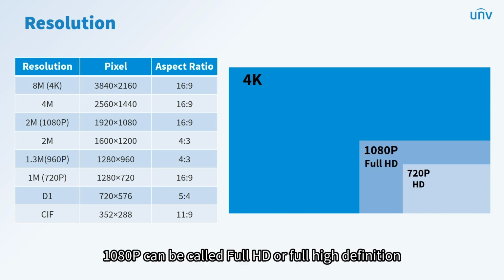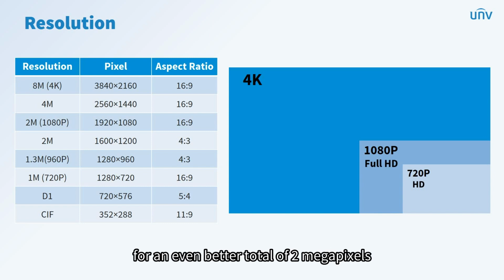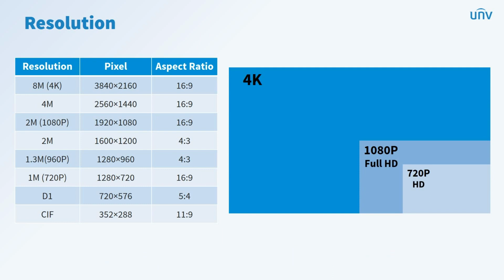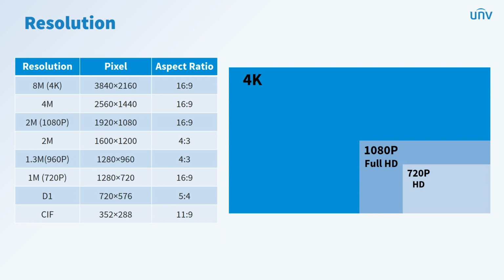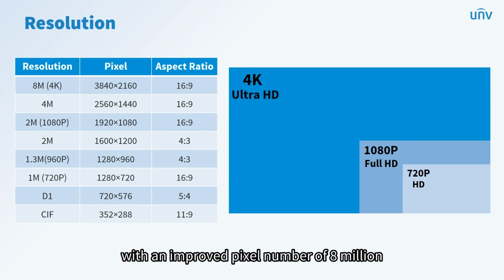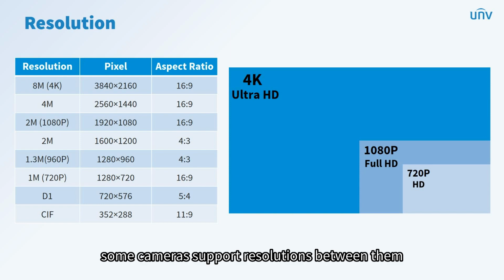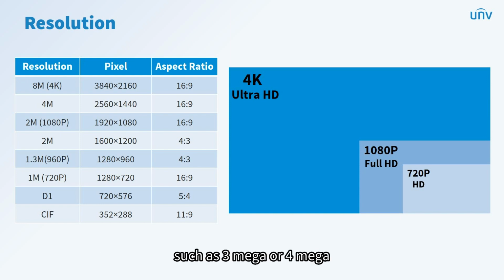1080p can be called full HD or full high definition, for an even better total of 2 megapixels, and it's still a 16:9 aspect ratio. If we want something more robust than that, there is an even bigger resolution coming along. That is 4K or Ultra HD with an improved pixel number of 8 million. Some cameras support resolutions between them such as 3 mega or 4 mega, those are great quality as well.